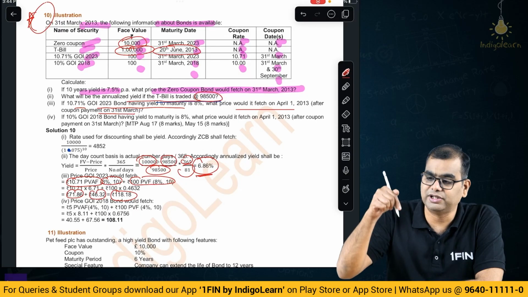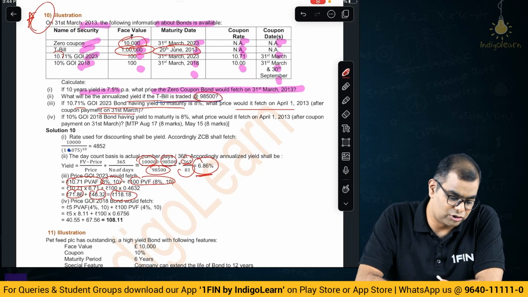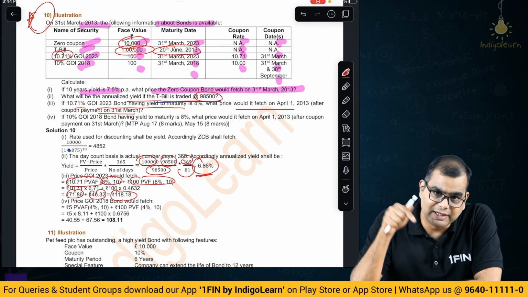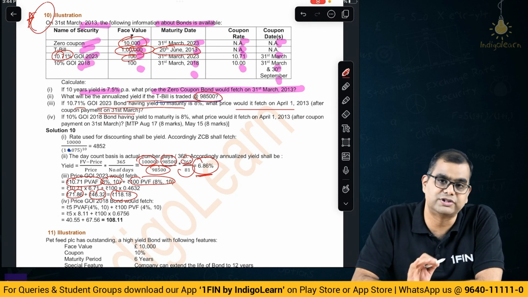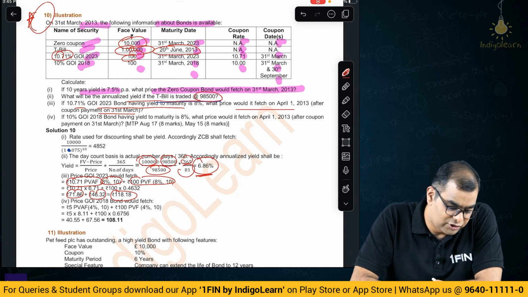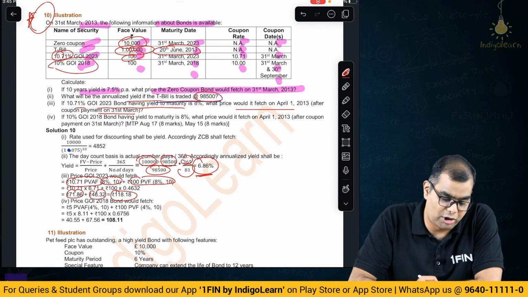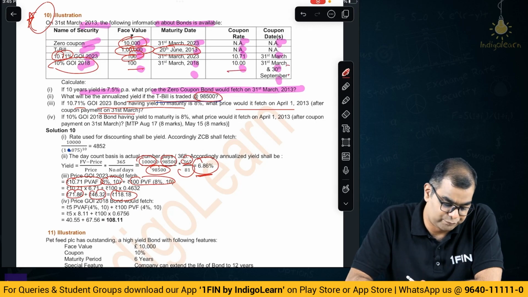Now, you see if the yield goes down, the yield compared to the coupon of 10.75, yield is below the coupon, the price of the bond will go up above your face value, which is 100. Last one, you have a 2018 maturing bond, face value is 100, coupon rate is 10, interest is paid twice a year. If the 2018 bond has a YTM of 8%, what price would it fetch on 1st April after the coupon payment on 31st March?